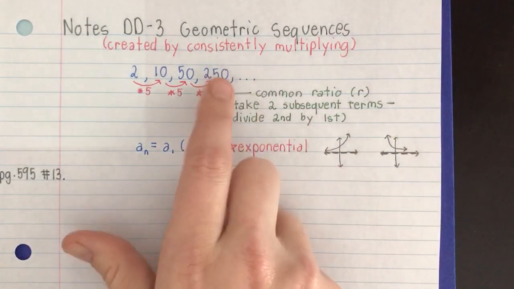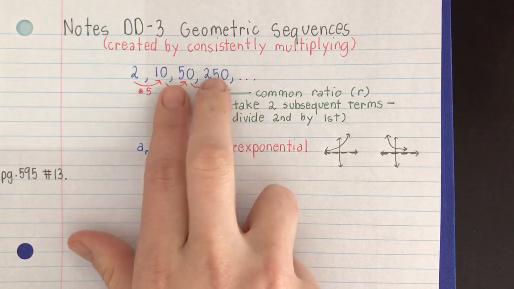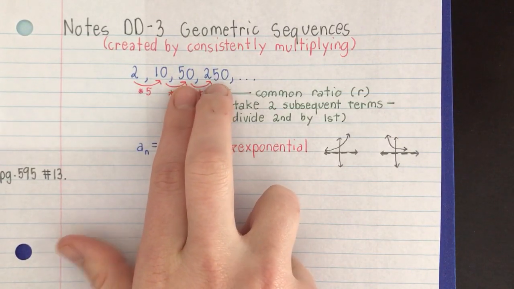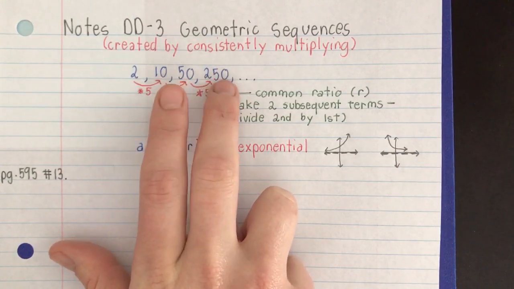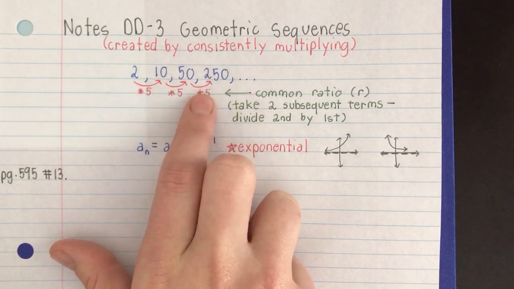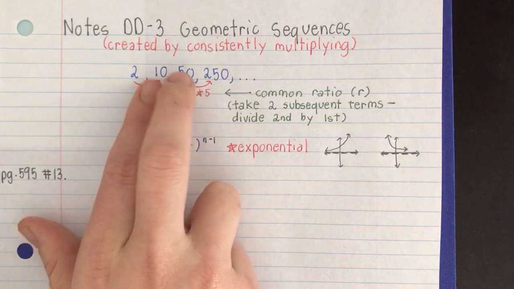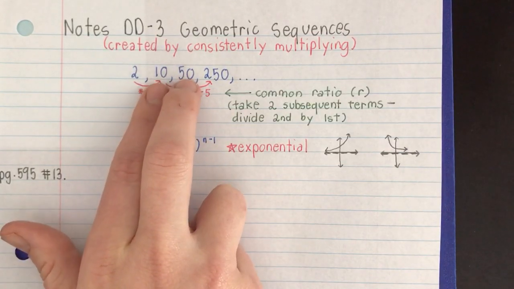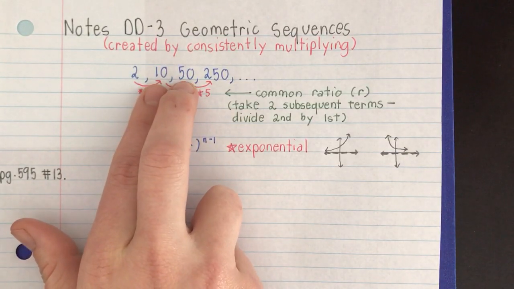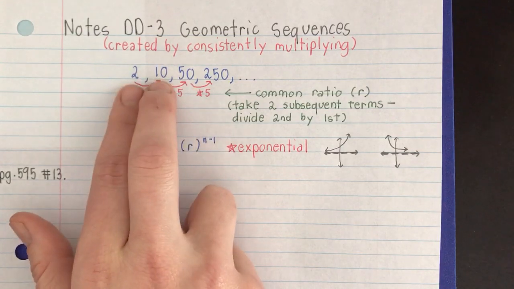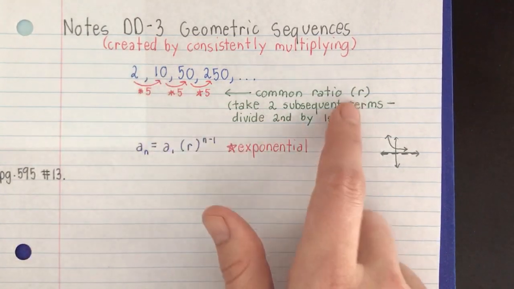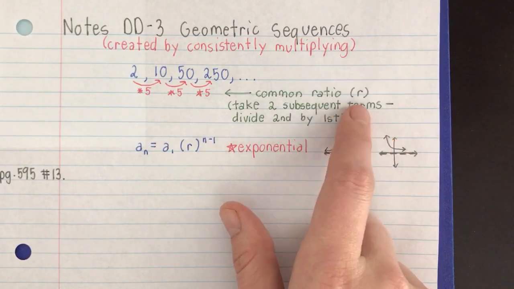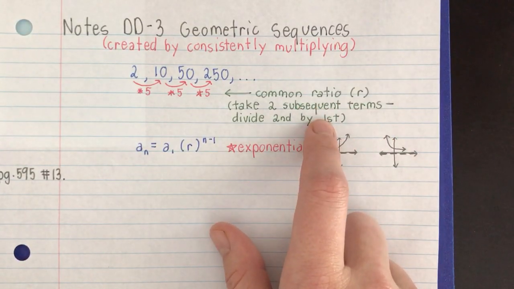Let's look, for example, at 250 and 50. Those are subsequent, they're next to each other, and we divide the second by the first. So 250 divided by 50 would give you 5. Similarly, 50 divided by 10 would give you 5. Same here, 10 divided by 2 would give you 5. So if you can't just outright see r, then you can use that knowledge to find r.